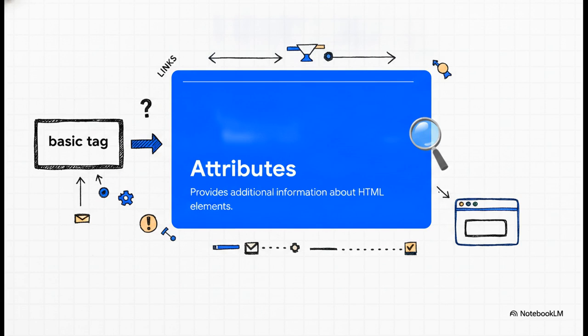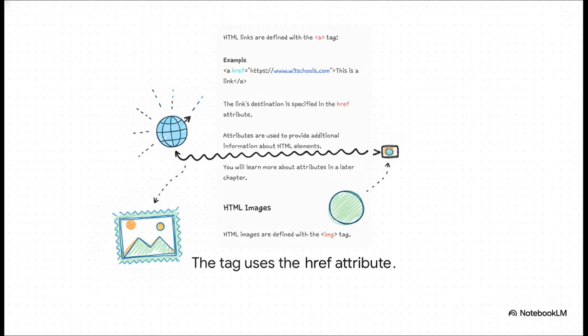So far, our tags have been pretty simple commands, right? Make this a paragraph, make this a heading. But sometimes a tag needs a little bit more context to do its job. Attributes are exactly that. They're elements that provide additional, highly specific information about HTML tags. You can basically think of them as extra instructions we give to a basic tag to make it behave exactly how we want. And here's how this applies directly to links.